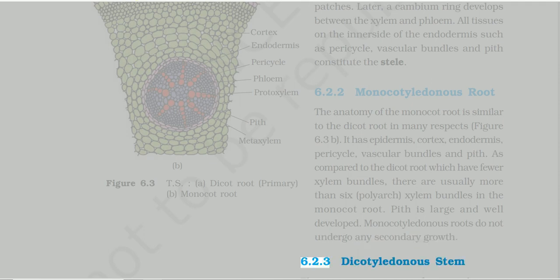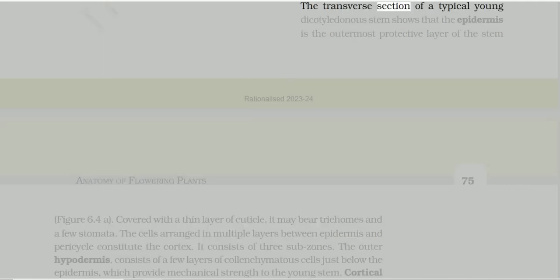Dicotyledonous stem. The transverse section of a typical young dicotyledonous stem shows that the epidermis is the outermost protective layer of the stem.